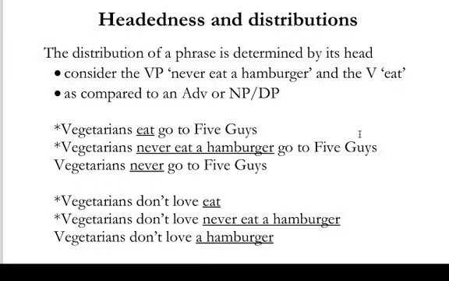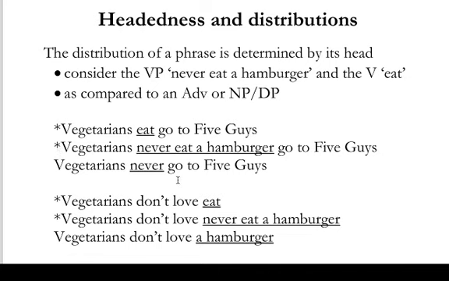We can also look at contexts where it's ungrammatical to put the verb there. So here's an ungrammatical place to put a verb. Vegetarians eat go to Five Guys. Five Guys is a burger place. There's one in Morgantown. As we would predict, if the distribution of the verb phrase is determined by its head, eat, then we predict the verb phrase shouldn't appear here either. And indeed, that's exactly what we find. Vegetarians never eat a hamburger go to Five Guys, equally ungrammatical.